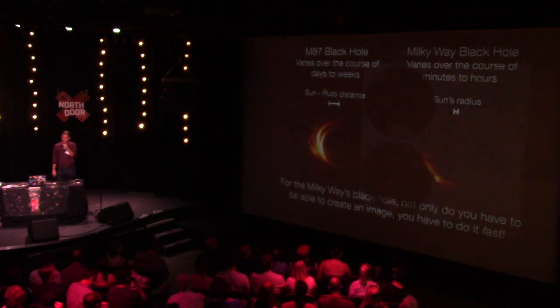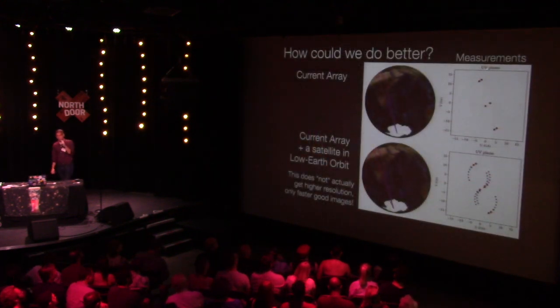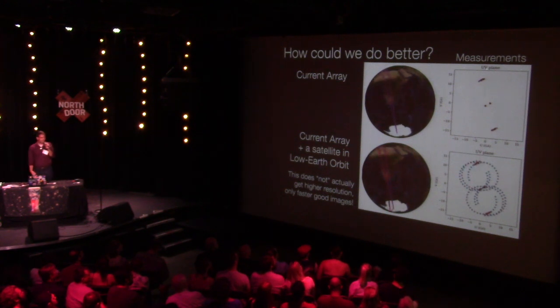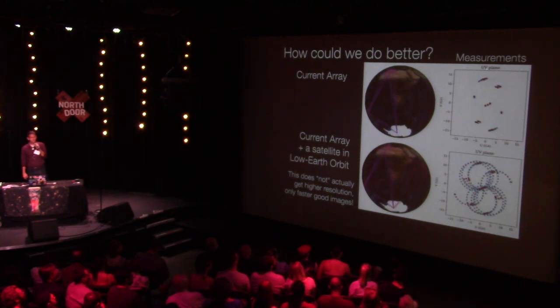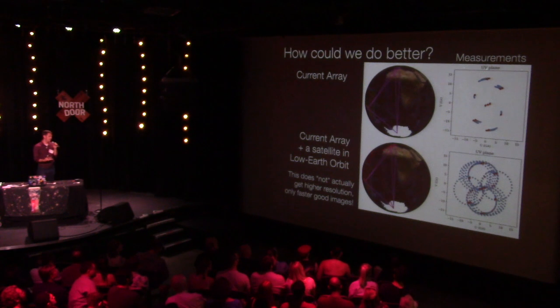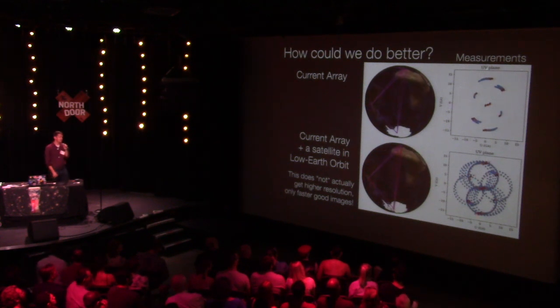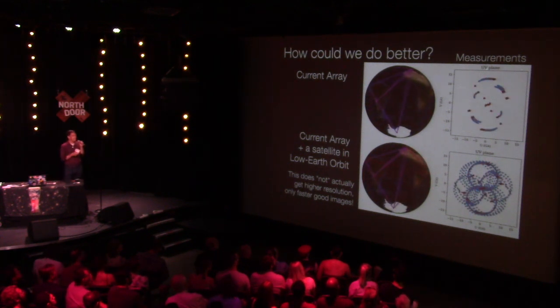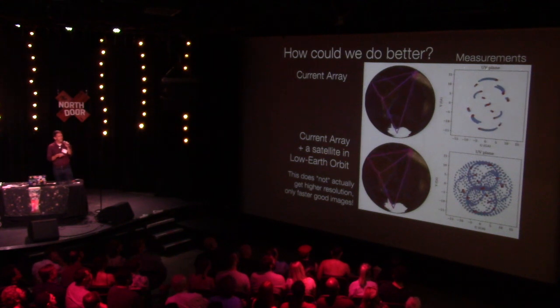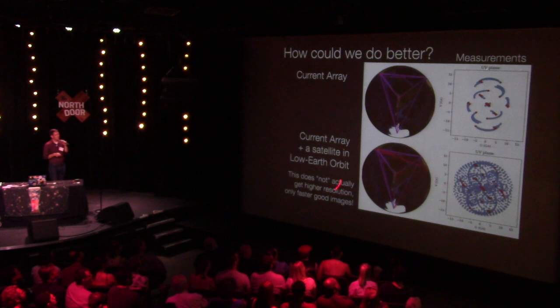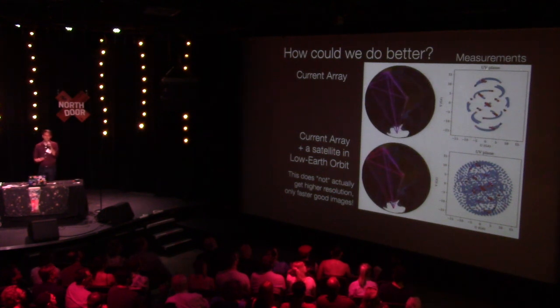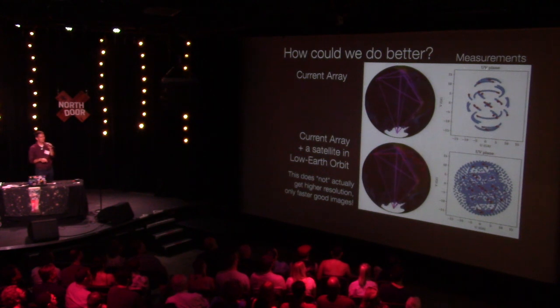So how, hypothetically, could we do a little better? Well, if the black hole at the center of our galaxy changes so quickly, we need to be able to fill out those measurements. We need to be able to create an image of it much more quickly. At the top, we're seeing basically the current array, with our hypothetical measurements shown here. At the bottom, we've taken the current array and added just a single satellite that lives in low Earth orbit, and we'll pretend that that satellite can always join this array.